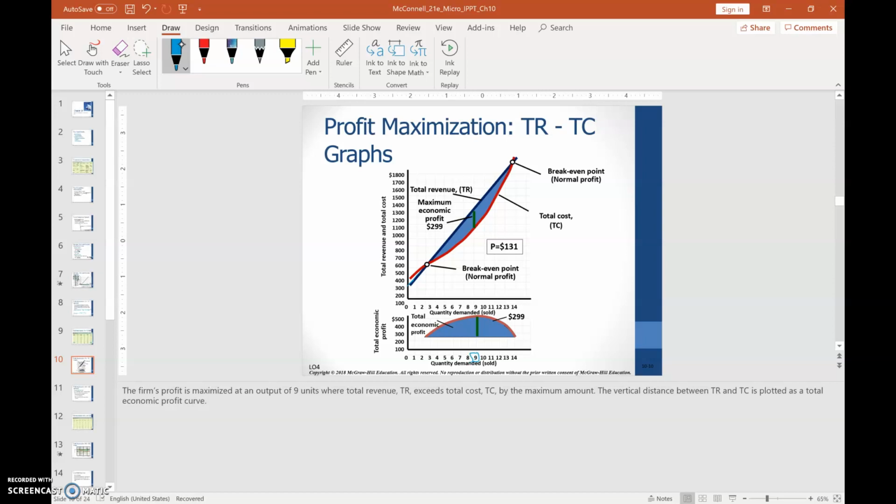And we have two break-even points here, and these are also called normal profits. This is point 1 here where total revenue is equal to total cost, or where they're intersecting one another. This is another break-even point where total revenue is equal to total cost. And definitely in this part, the total revenue line is above the total cost line, and we have profit.